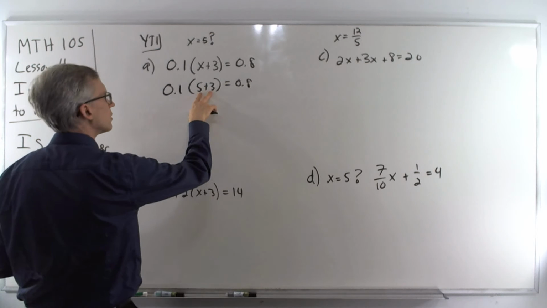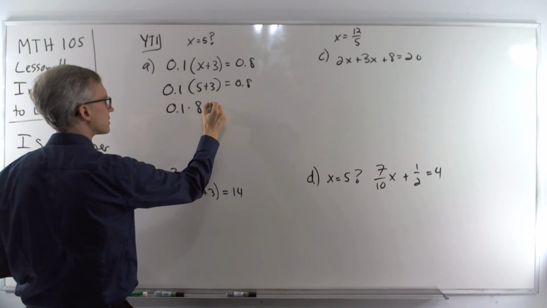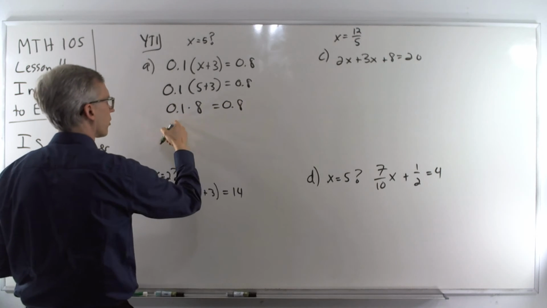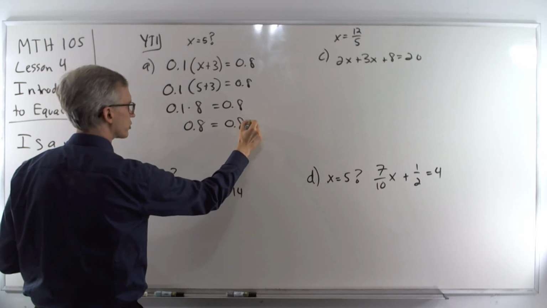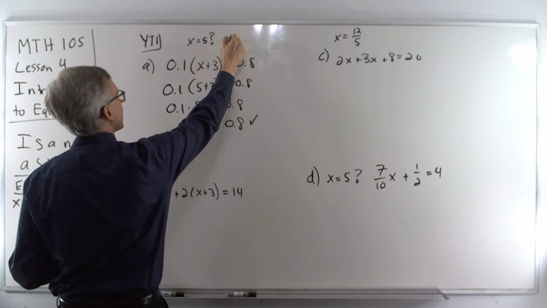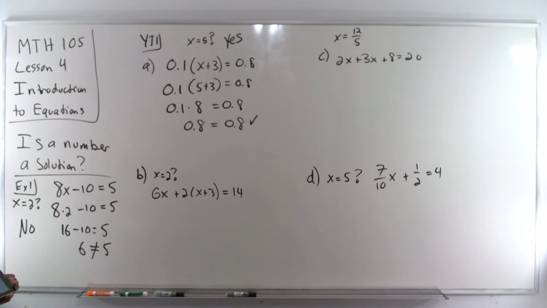All right, now evaluate here. That's 8. And 0.1 times 8 is 0.8. So we get a true statement here. That means yes, 5 is a solution to that equation.